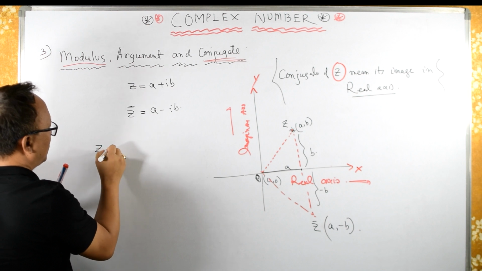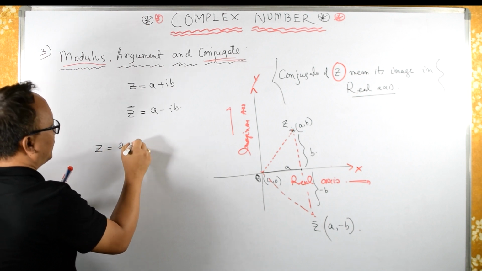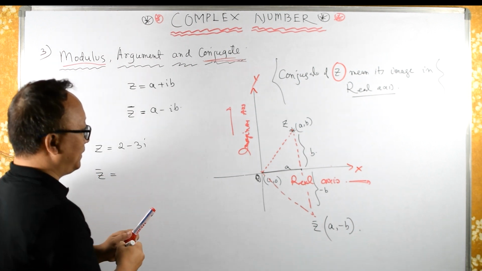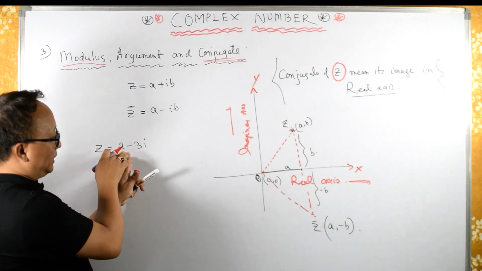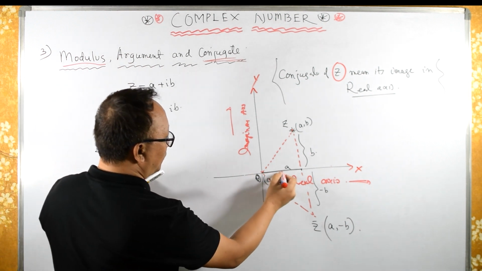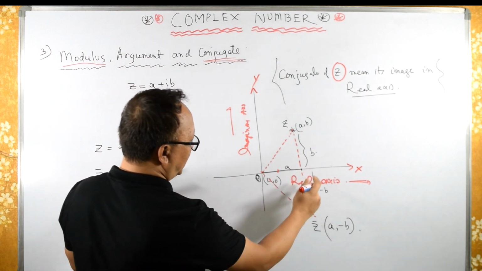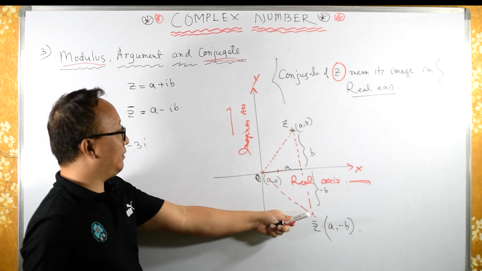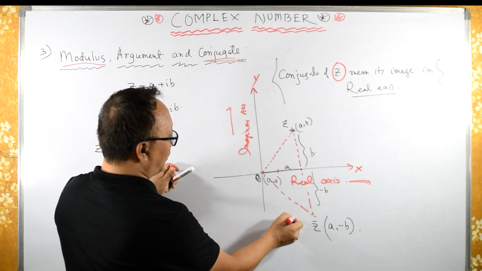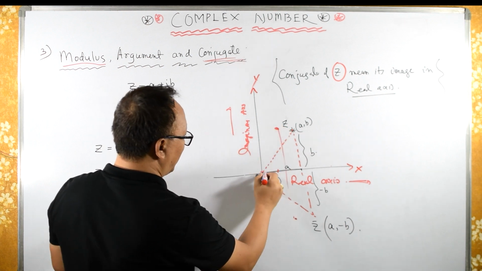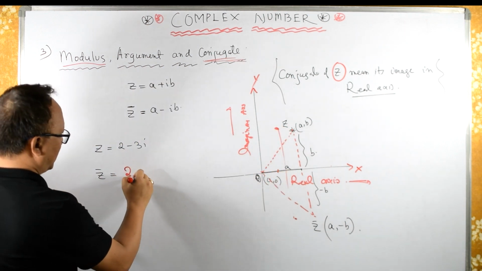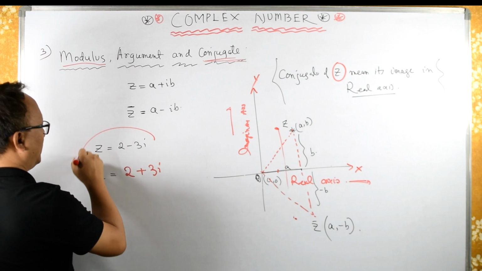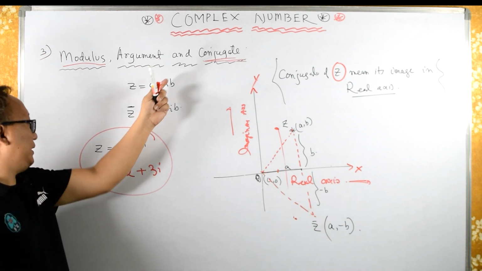For example, if z equals 2 minus 3i, then the conjugate of z will be what? Here the point is 2 comma minus 3, which is somewhere like this. Now its image in the real axis will be in this way, so this point will go to somewhere like this. Therefore the real part stays as it is, but the imaginary part changes sign. So if z is this, then its conjugate is this.